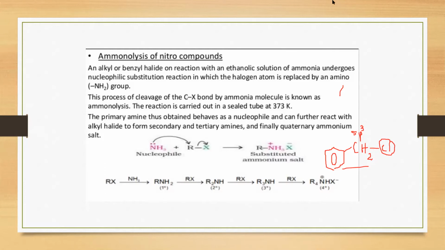But what is chlorobenzene? Chlorobenzene, as you all know, is a benzene ring directly attached to a chlorine atom. That means the carbon atom of the benzene ring is directly attached to chlorine. So there is a lot of difference in their chemistry. Chlorobenzene is different from benzyl chloride. I hope this is clear. So, alkyl or benzyl halide.